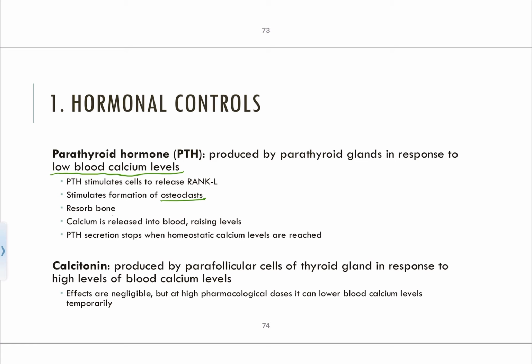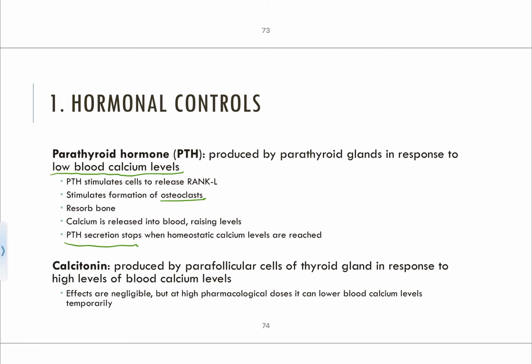But again, what is it doing? Its whole function is ultimately to raise our blood calcium levels, and it was secreted in response to low blood calcium levels. It works off of a negative feedback loop. So when we get high enough calcium levels in our blood where we want, it's going to go back and inhibit the parathyroid hormone from being secreted in the first place.